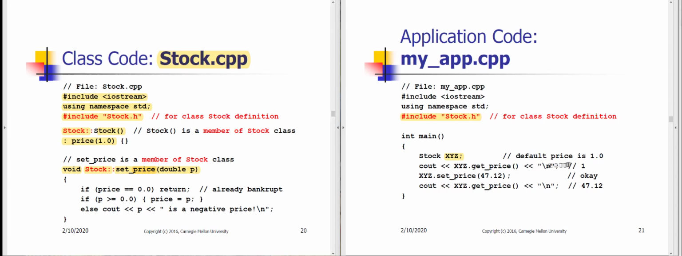At this point, that will display as 1. Then we're going to set the price to 47.12. And then we'll get the price again to see that that was properly set. Well, now let me back up to the diagram that I skipped over to see how these three different files are related together in terms of what your compiler does.